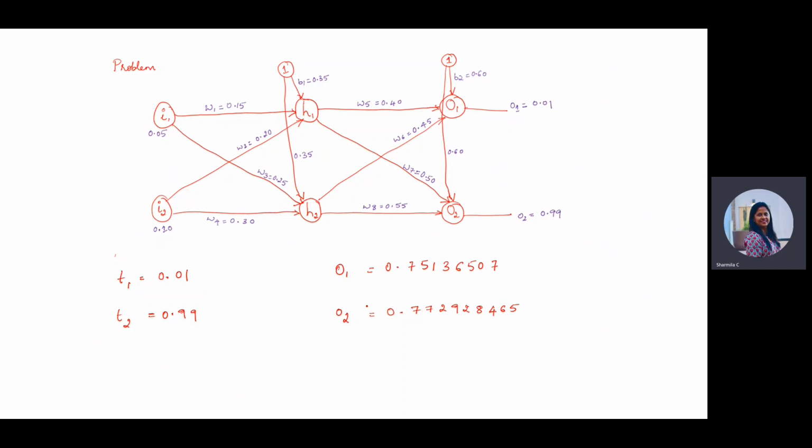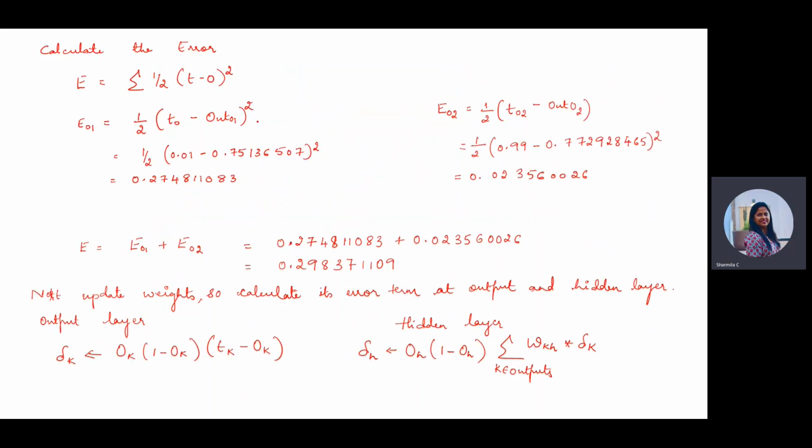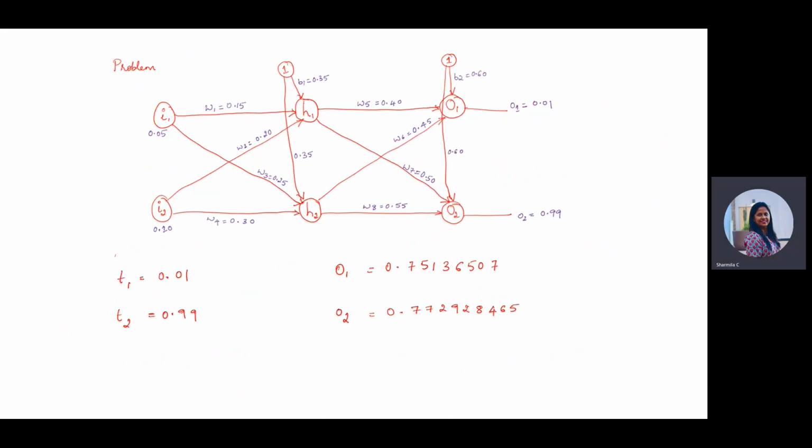So we need to calculate the errors at these two levels and update the weights at the hidden layer as well as the output layer. Before that, we need to calculate the error. The error is calculated using the error function, E equals summation of 1 divided by 2 times (T minus O) whole squared. First, you calculate the error at this level.